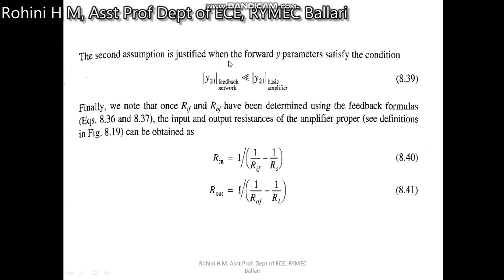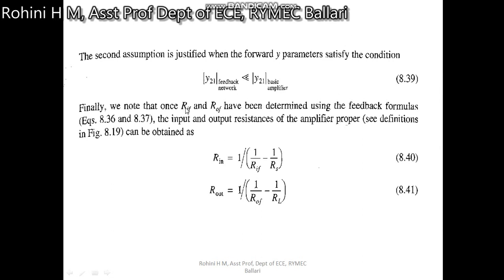So here it is justified when the forward Y parameters satisfy the condition Y21 of the feedback network is very much less than Y21 of the basic amplifier. That is, the admittance of the feedback network from port 2 to port 1 must be very much lesser than the basic amplifier admittance from port 2 to port 1. And finally we note that all this condition is for a practical circuit. What we have discussed is for an ideal circuit.